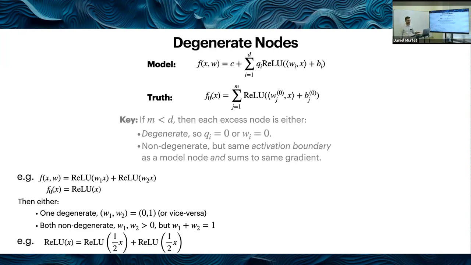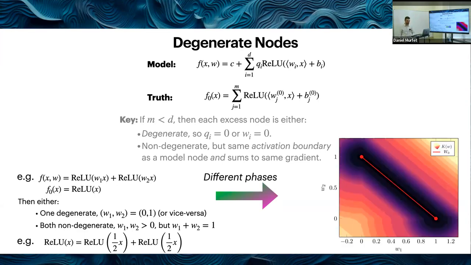The reason that we've delineated these is that they correspond to different phases. And you can see with this little diagram here, just a little bit of intuition for why this might be. So any point along the line W1 plus W2 is equal to 1, not at the endpoints, any point on that non-degenerate line has the same geometry, but the degenerate points, sorry, the nodes, the points on K of W that correspond to node degeneracy.